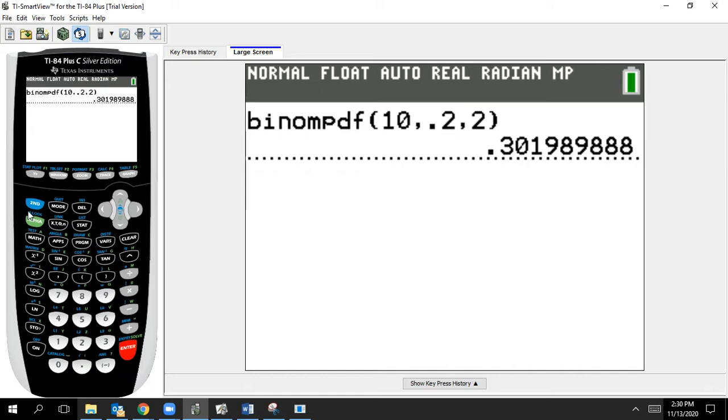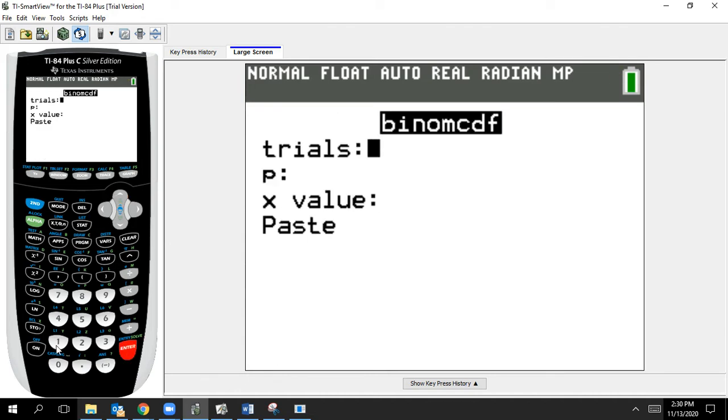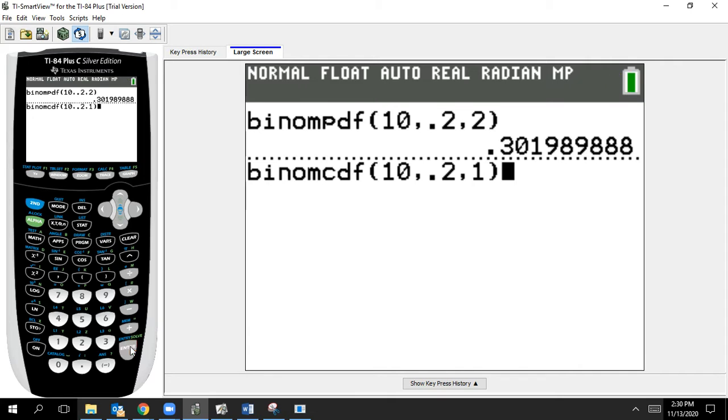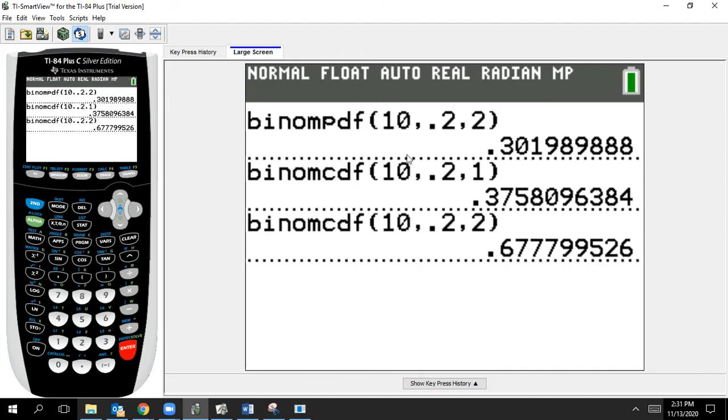And then anything with a less than sign, that's binomCDF. So we have that one. We had 10 trials, 0.2. For less than 2, that was 1 or none. That doesn't include the 2. And so we have that. And for less than or equal to 2, I could just hit second enter and change that to a 2. And what that does is add together the 2 I've already gotten, 0.6778.